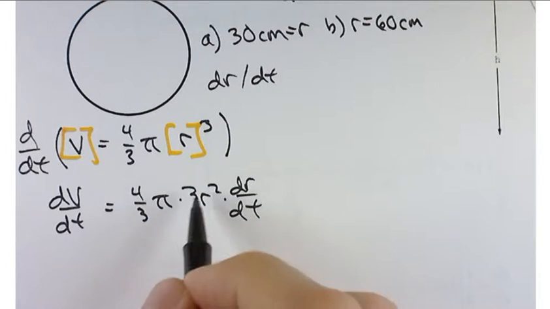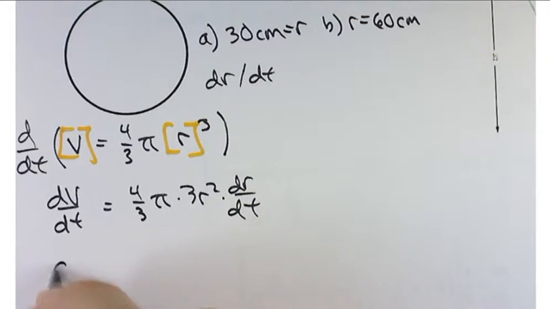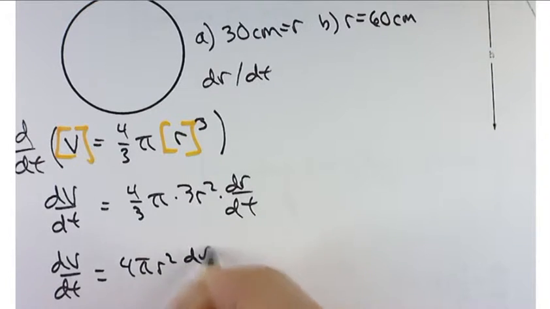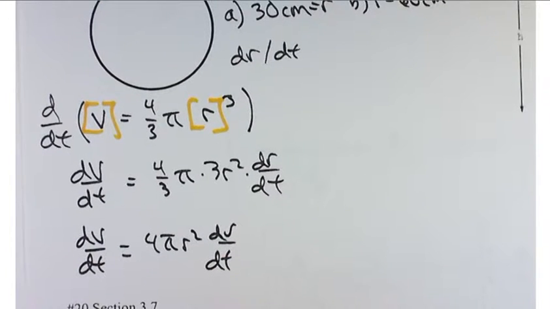Now the 3 and the 3 cancel, so we get dV by dt equals 4 pi r squared dr by dt. Yay. All right, I think I've gotten down to the point that I can actually do some solving here. So let's work on that. Yes?